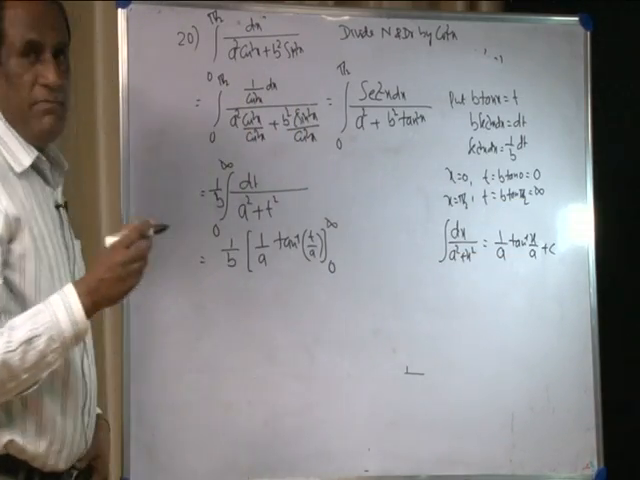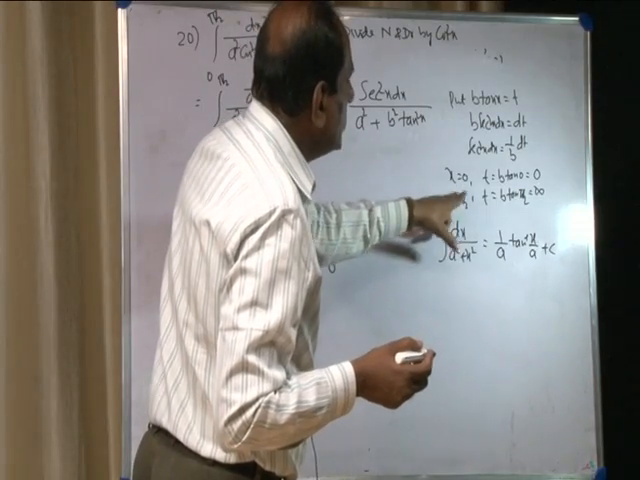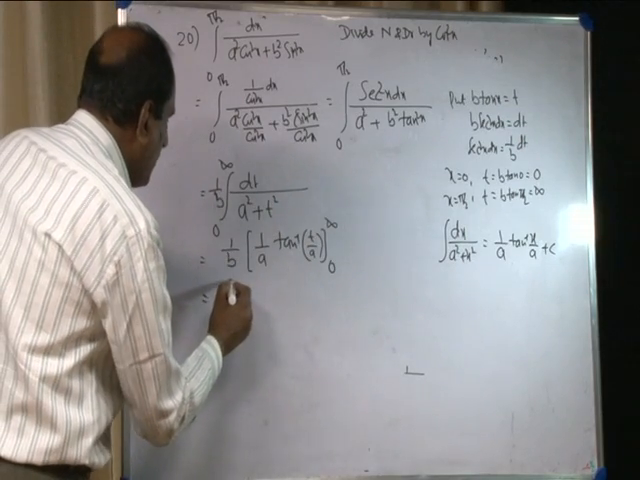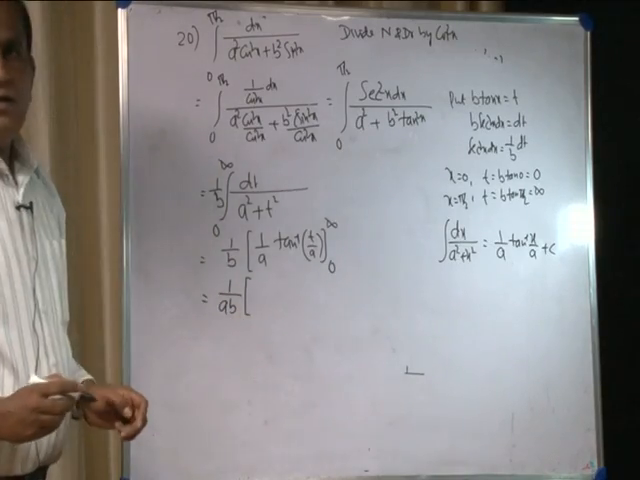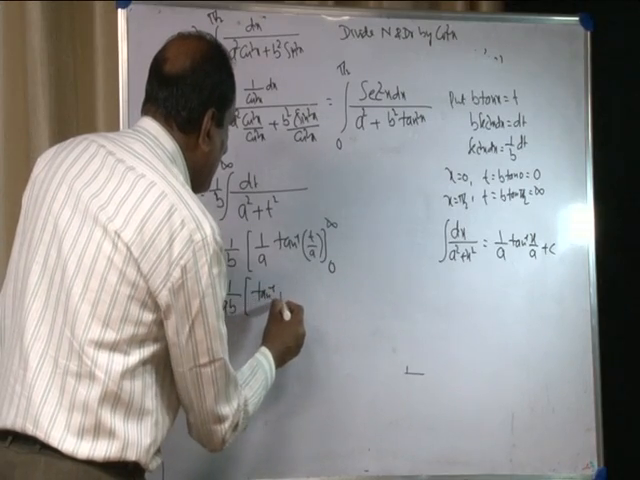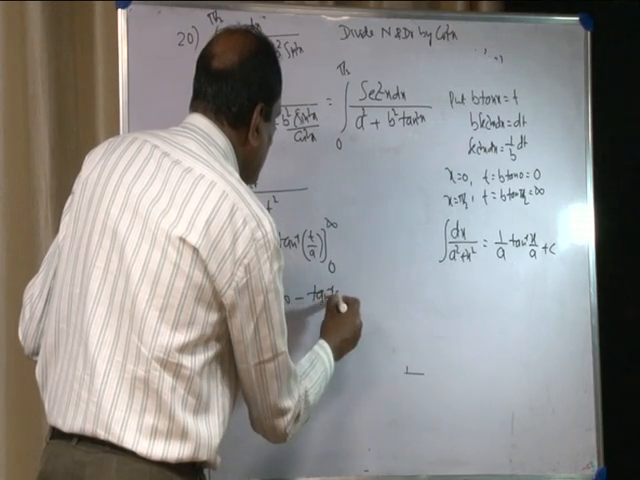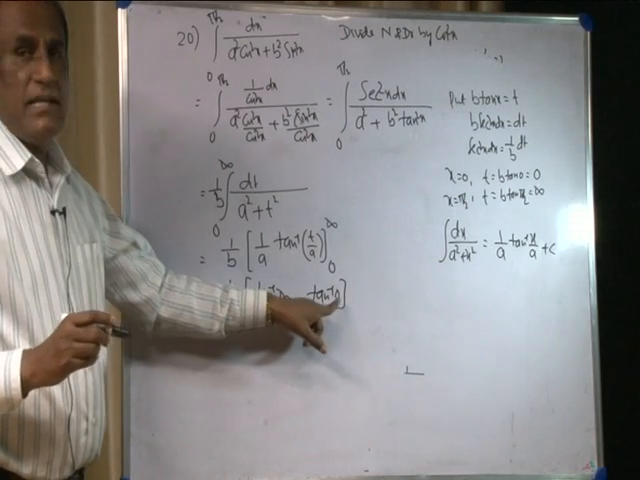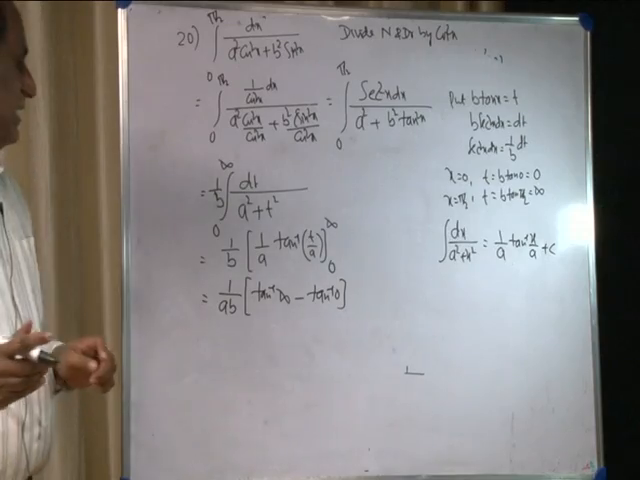Therefore, the limit 0 to pi by 2 changes to 0 to infinity. Now, 1 by b into 1 by a, 1 by ab is a constant, take it outside. Now, apply the upper limit, that is tan inverse of infinity by a is infinity, minus the lower limit tan inverse 0. So, 1 by ab into tan inverse infinity minus tan inverse 0. So, what is tan inverse infinity?